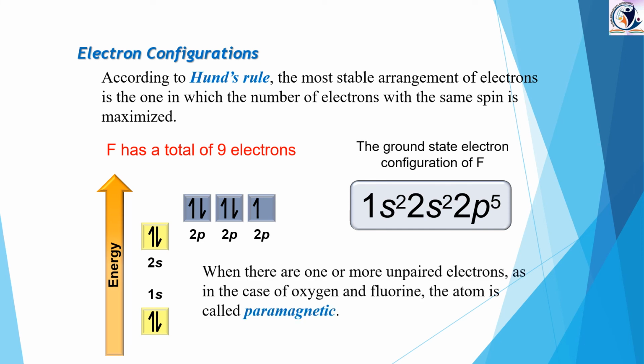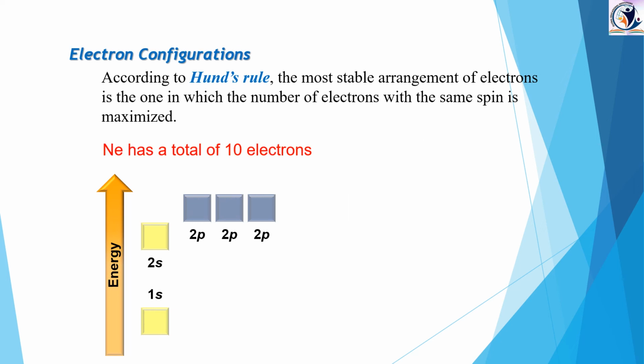When there are one or more unpaired electrons, as in the case of oxygen and fluorine, the atom is paramagnetic. That atom is considered paramagnetic because here this electron is not paired, it is alone. It is a lone electron. So it is not paired. In oxygen, of course, it doesn't pair with this electron. Am I right? If unpaired electrons are there, then those substances are considered paramagnetic substances. Okay, let's see the next example.